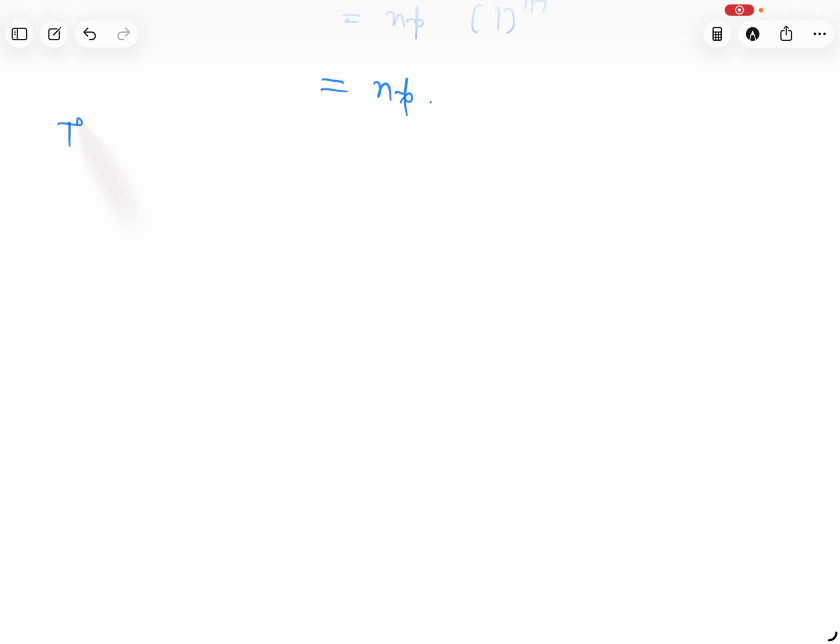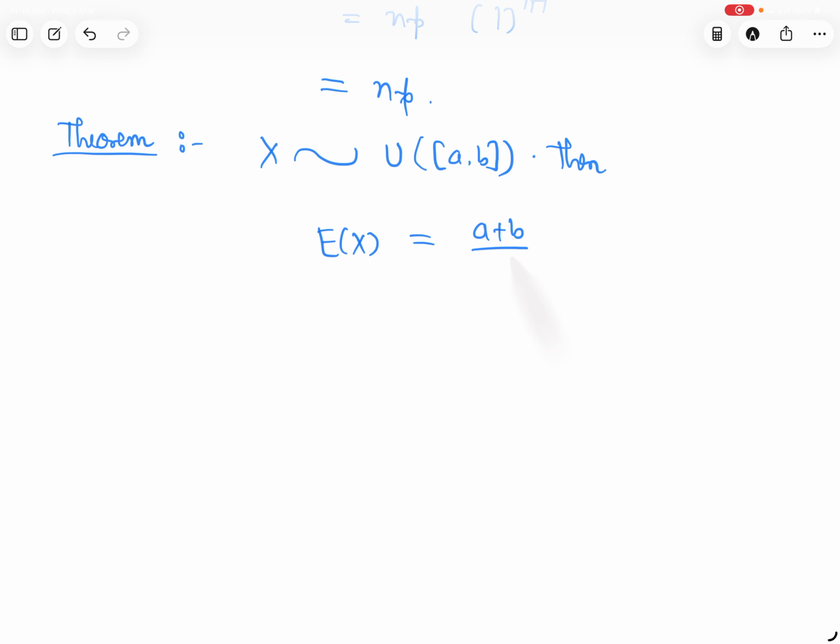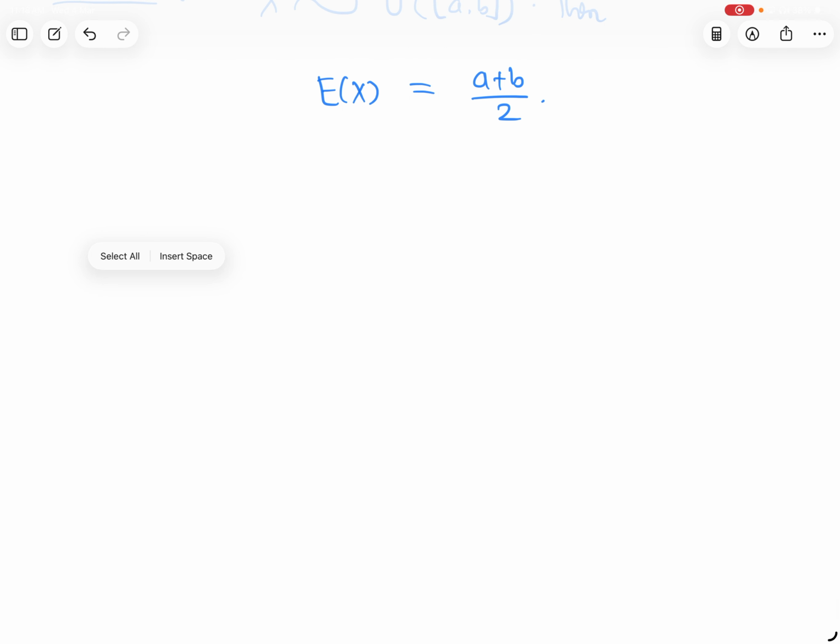Theorem. X is uniform distribution. Uniform distribution is written this way. Then expected value of this is nothing but a plus b by 2. Okay. Solution.